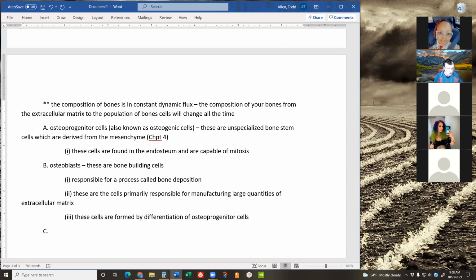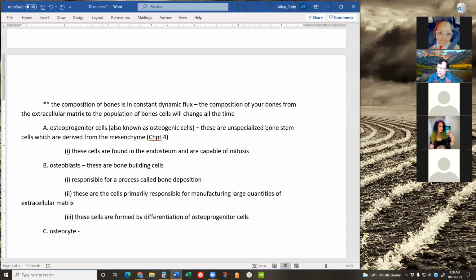Third type of cell is your osteocyte. Okay, your osteocyte, as you can see in your book here, it says it maintains bone tissue. And so I think of these cells as sort of the mature bone cells. The bones have been formed, they've been created through the activities of the osteoprogenitor cells and the osteoblasts. But then we need a type of cell whose primary function is to maintain what has been built.